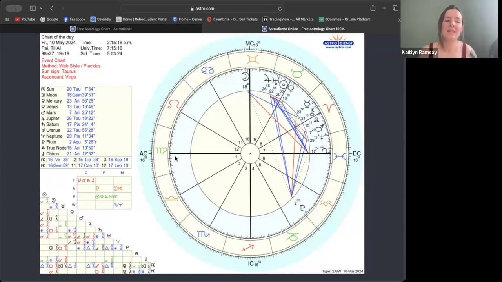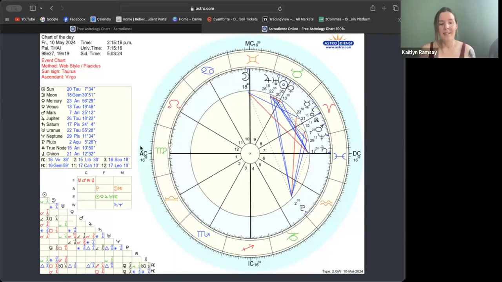So this is an afternoon chart, so it makes sense that the sun is in the sky. And we also have just had a new moon, so the moon is also up there, even though we can't see her because she is still very close to the sun. So all of the planets, except for Pluto, are above my head right now as I'm filming this.